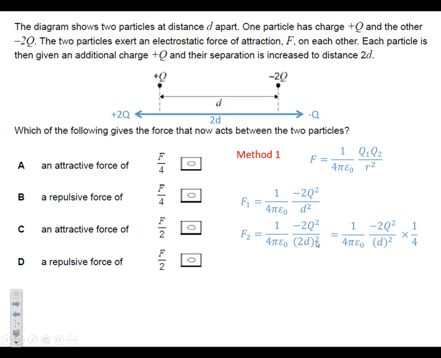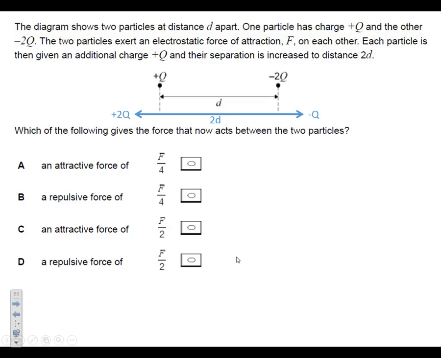And what we notice is the only thing that's different between this and this one is the expression for distance. So we end up with a quarter because it'll be 1 over 4D squared. There we go, and that's answer A.